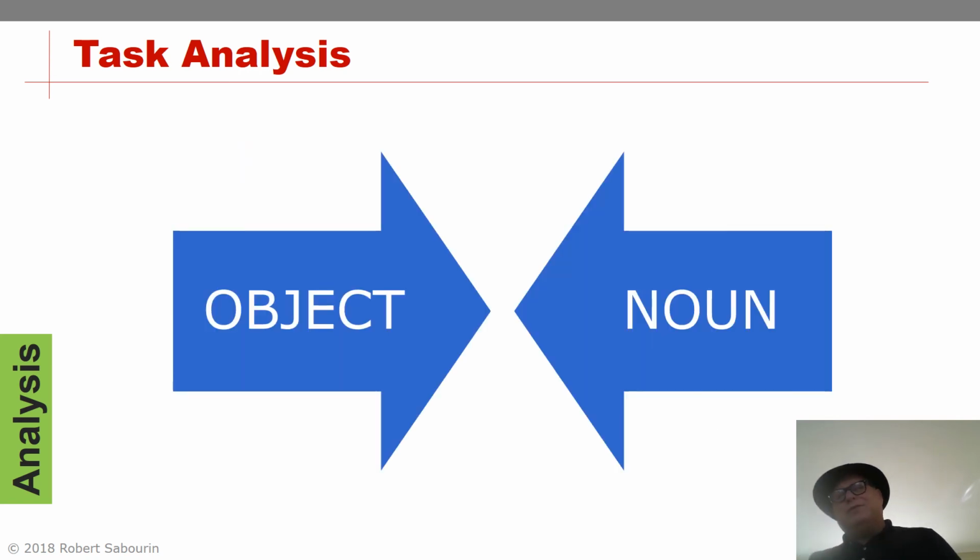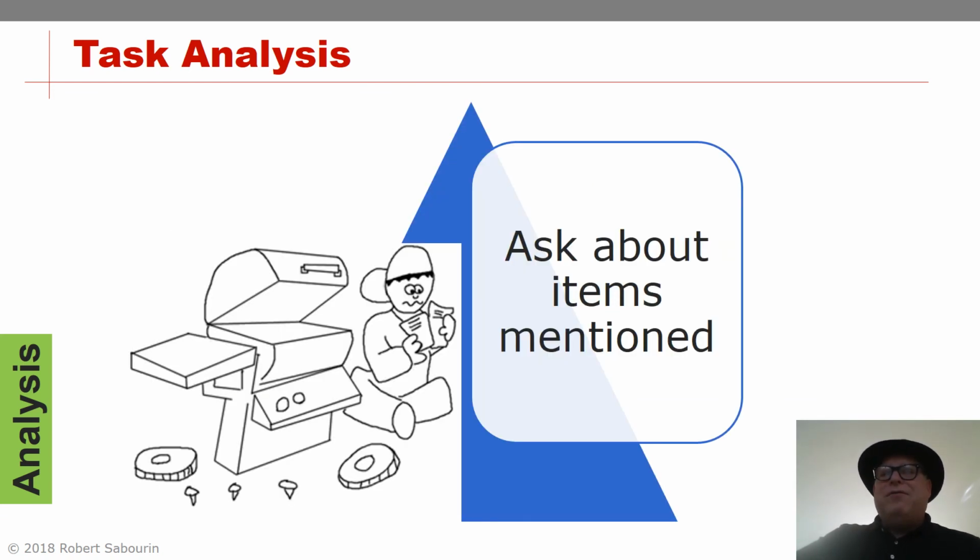Objects are often described in language as nouns. So when I'm looking for objects, I will be parsing what I was told for nouns, the name of a person, place, or thing, right? A noun is a person, place, or thing. If I identify an object, I want to know about that object. And for objects, I'm going to ask about every object that's been mentioned.